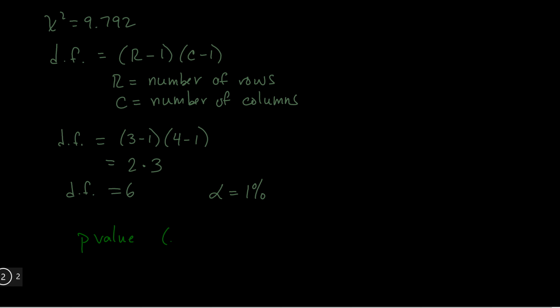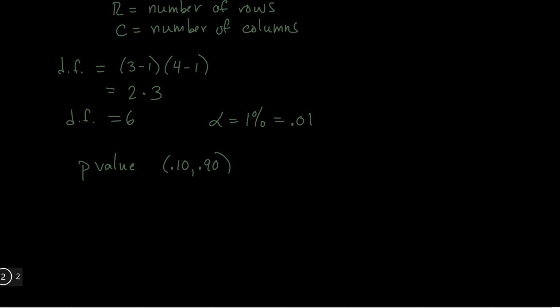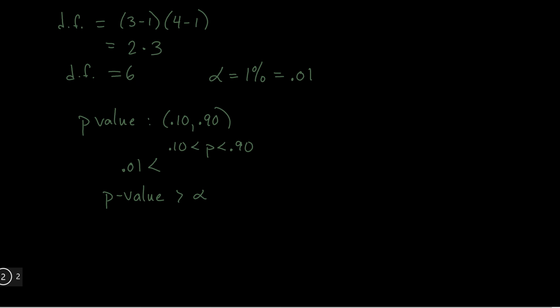Again, very large interval, but this is okay because we know alpha is 1%, which is 0.01. So when we compare this, if the p-value is somewhere between 0.1 and 0.9, we can look at it this way and say, if it's greater than 0.1, then it is definitely much greater than 0.01. So because the p-value is greater than the significance level of alpha, this leads us to a conclusion to not reject the null hypothesis.